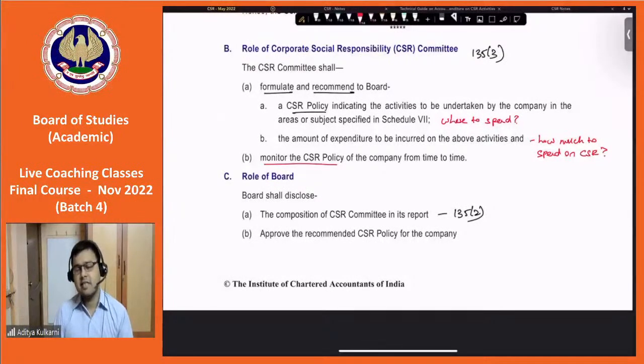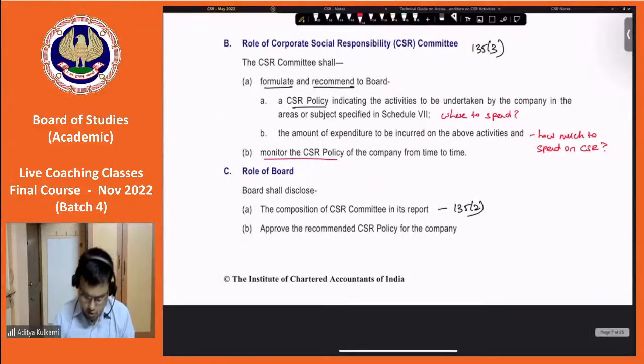If CSR is applicable, you will form a CSR committee. You will disclose the constitution, the composition of the CSR committee, in the report. What will this committee do? Under 135.3, it will formulate and recommend to the board two things. One is where to spend, the other is how much to spend, and it will also monitor the CSR policy of the company on a regular basis. So these are the things that you are going to follow under 135, 1, 2, and 3.